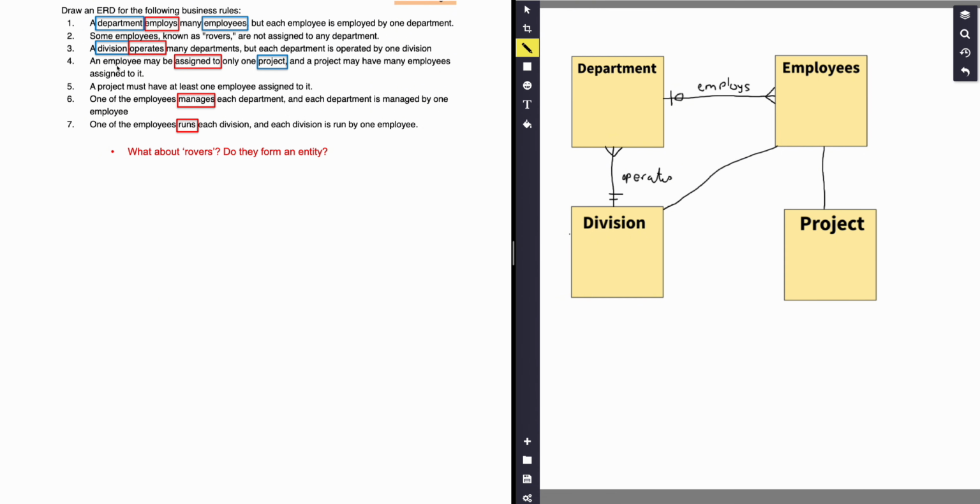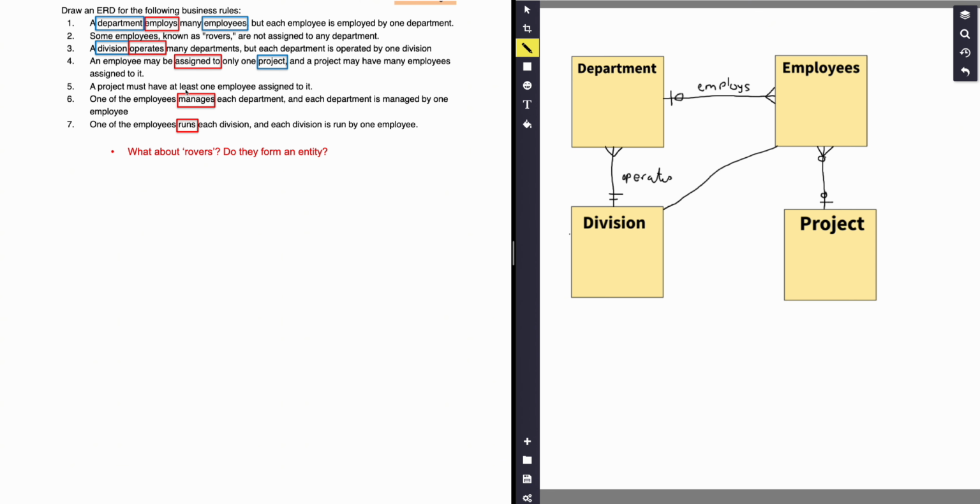Okay. An employee may be assigned to only one project, and a project may have many employees. So an employee may be assigned to only one project, and as it says may, meaning that there's a possibility that they could not be assigned, we say that the participation there is optional, okay, which is 0, means that there's some employees that might not be assigned to any particular project. And they're assigned to only one, and a project may have many. So it's saying may have many employees once again, which means there's a possibility that a project has no employees.